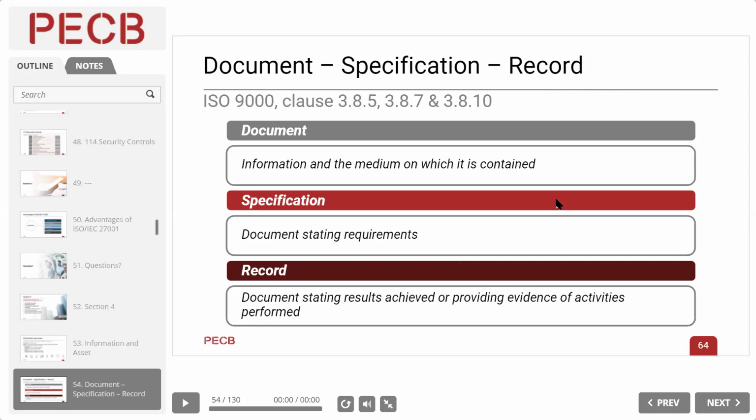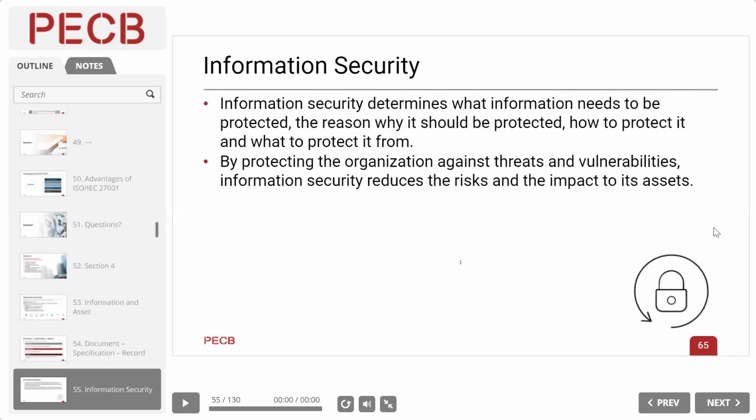So we look at all the processes, we look at all the documents, we ensure that proper things are planned. So this is from the document perspective. The document: information and the medium on which it is contained. Specification: document stating requirements. Record: document stating results achieved or providing evidence of activities performed. So these are vital terminologies that we use as part of the implementation of ISO.